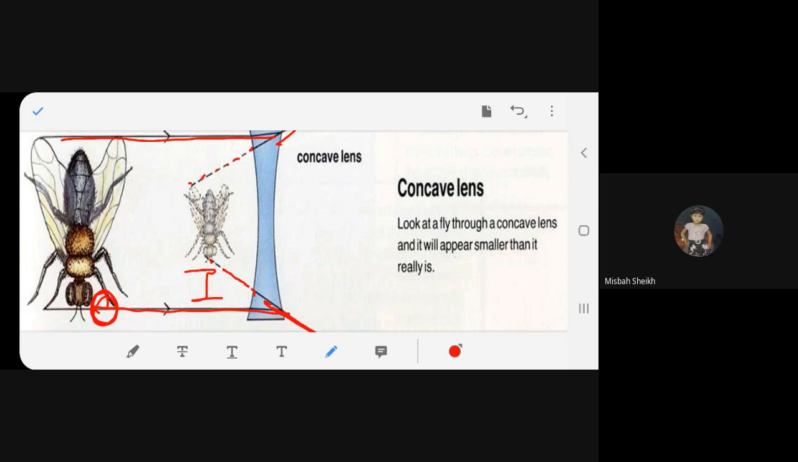This is the difference between a convex lens and the concave lens. So convex lens is magnified and concave lens is small. Any problem?